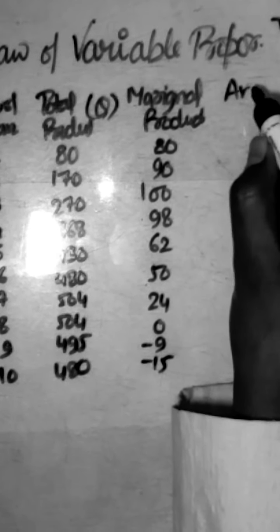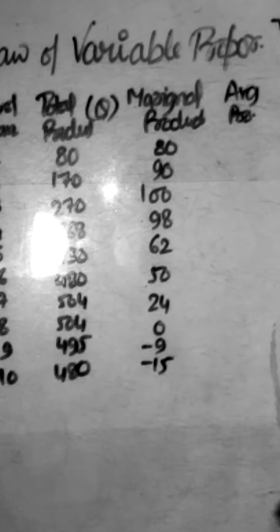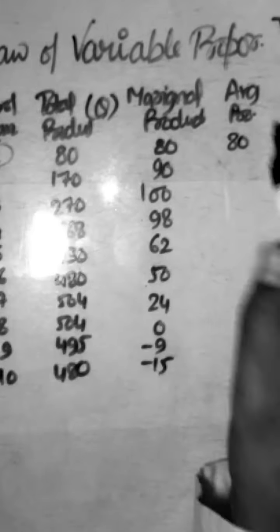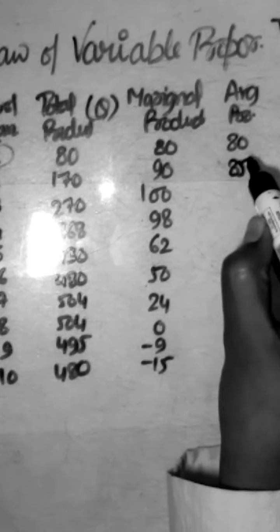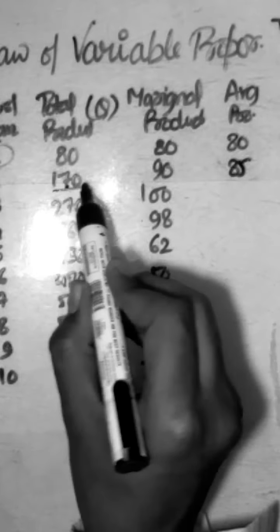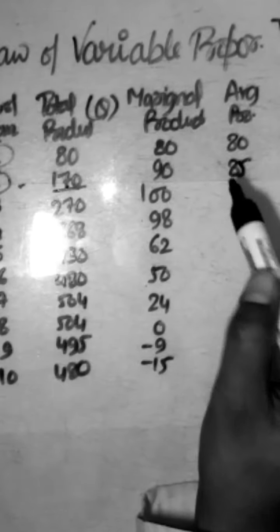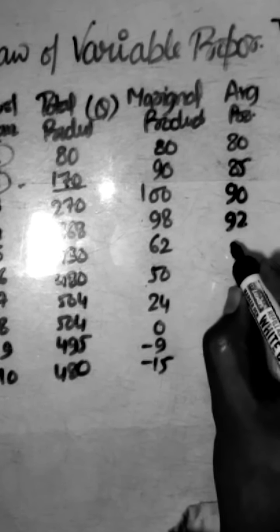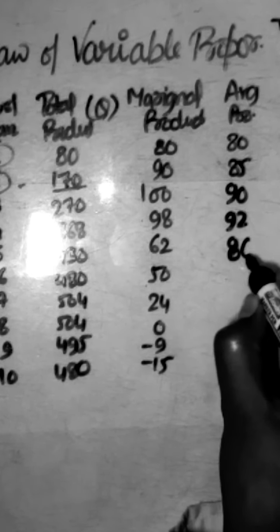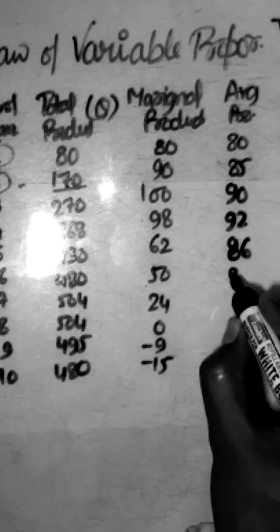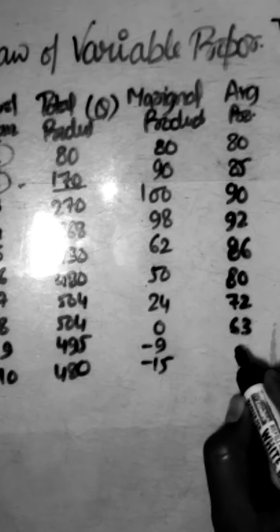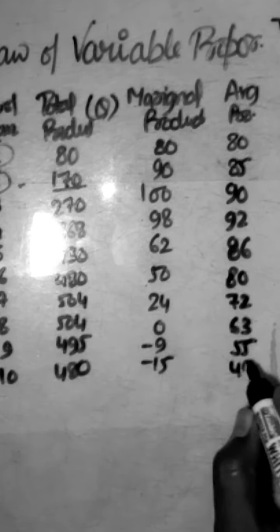Now its average product. Average product is all about how an individual unit will produce. So at first level it is 80 because the unit of labor is single here, and now it's 85 because if we divide 170, the total production, by the number of units, it will automatically come to 85 here, then 90, 92, 96, then 80, 72, 63, 55, 48.